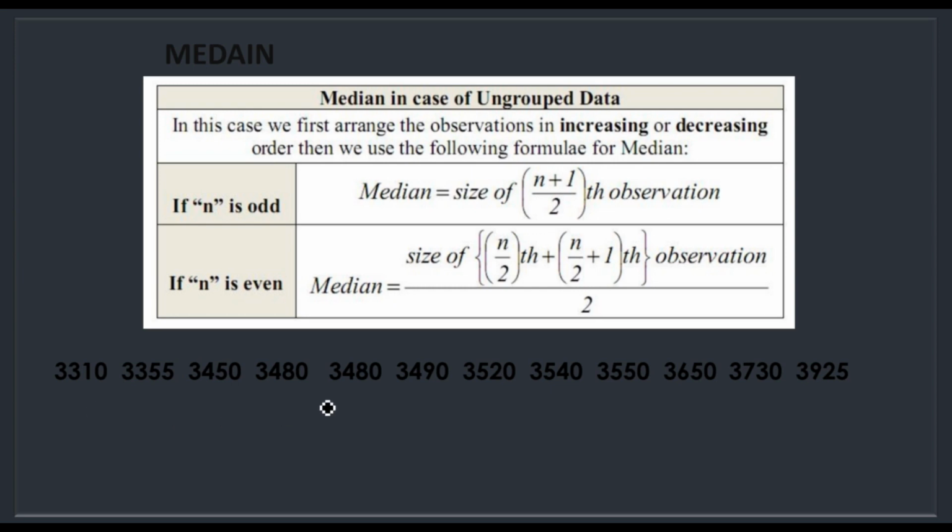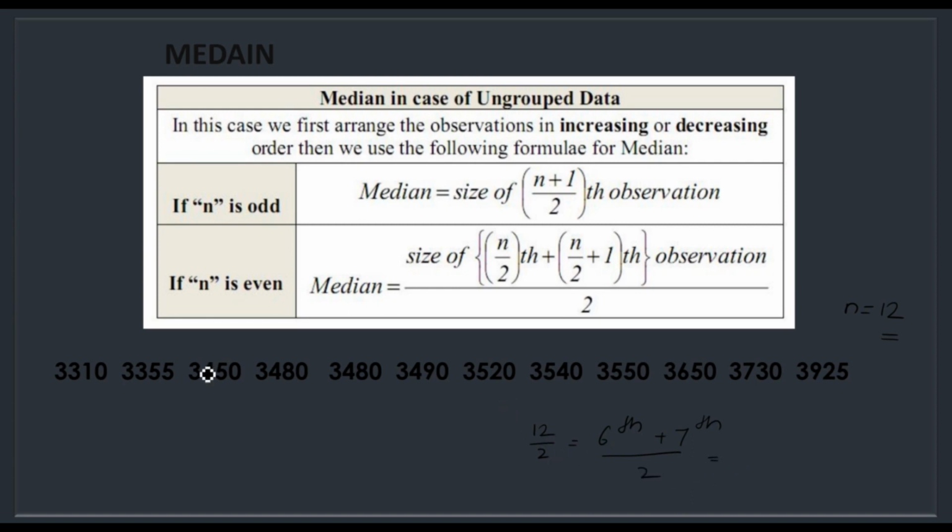So this is our data set. It is already arranged in increasing order. I think 12 numbers are there: 1, 2, 3, 4, 5, 6, 7, 8, 9, 10, 11, 12. So it is an even number. Then how are we calculating? The n by 2th observation means 12 by 2, that is the 6th observation. Also n by 2 plus 1, that is 6 plus 1, the 7th observation, divided by 2.